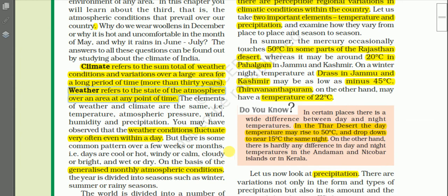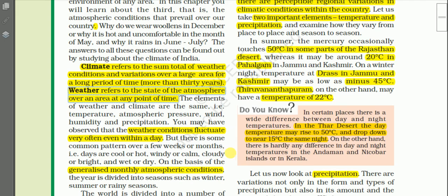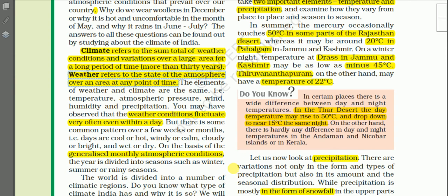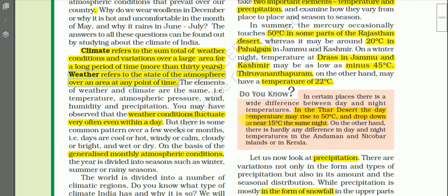So we have known the differences between weather and climate. Weather refers to the state of the atmosphere over an area at a given point of time, whereas climate refers to the average of weather conditions for a long period of time. And you must know that the elements of weather and climate are the same: temperature, atmospheric pressure, wind, humidity, cloudiness, and precipitation. So all these are the elements of weather and climate.